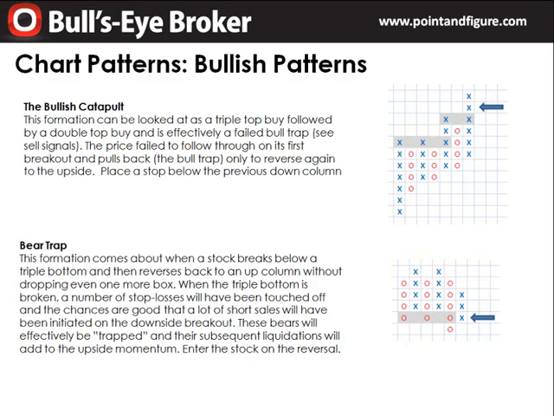The bear trap. This formation comes about when a stock breaks below a triple bottom and then reverses back up to the up column without dropping even one more box. When the triple bottom is broken, a number of stop losses will have been triggered, and the chances are good that a lot of short sales would have been initiated in the downside breakout. These bears will effectively be trapped, and their subsequent liquidations will add to the upside momentum. Typically, one will enter the stock on the reversal.